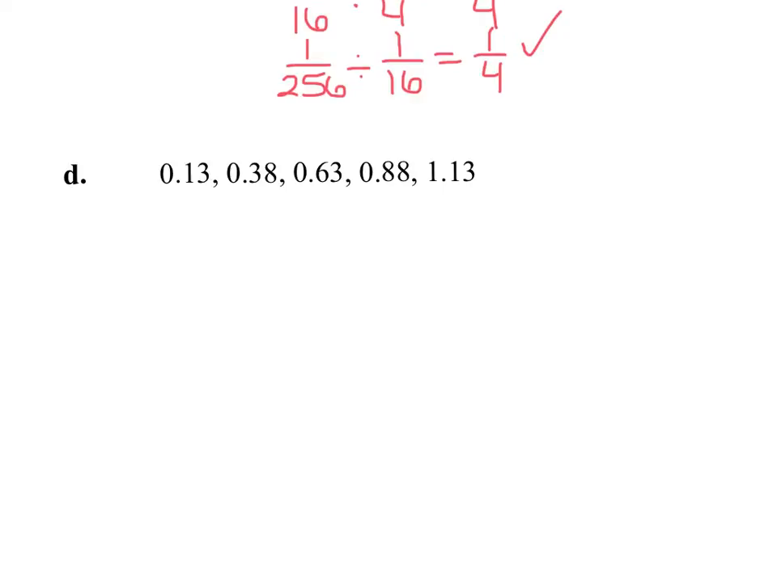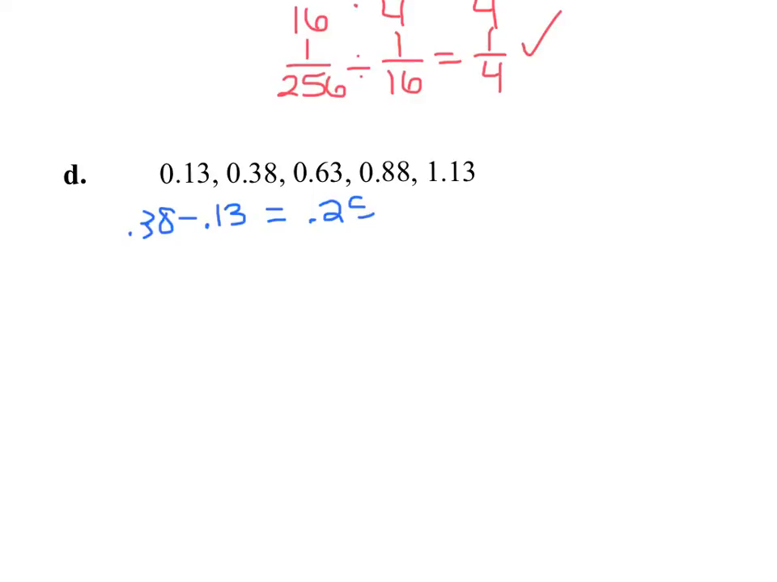And then 0.13, 0.38, 0.63, 0.88, 1.13. I'm definitely thinking this is going to be an arithmetic sequence because it's increasing slowly and it seems to have the exact same space in between. So I'm thinking arithmetic, and how I'm going to try that is 0.38 minus 0.13. And when I do that, I get 0.25.